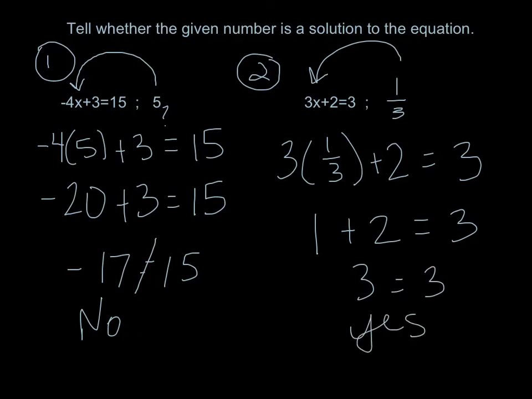If you didn't understand the 1/3 of 3, you can also take 3 times 1/3. Well, the 3 is actually over 1. Remember, multiply straight across, so 3 over 3, which simplifies to 1.